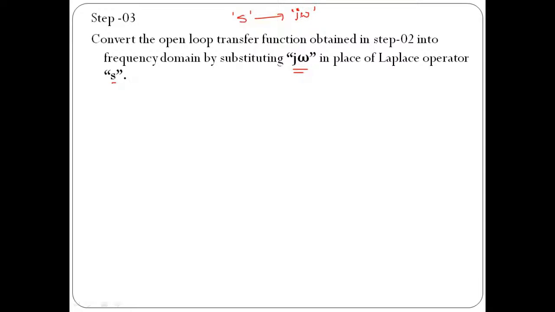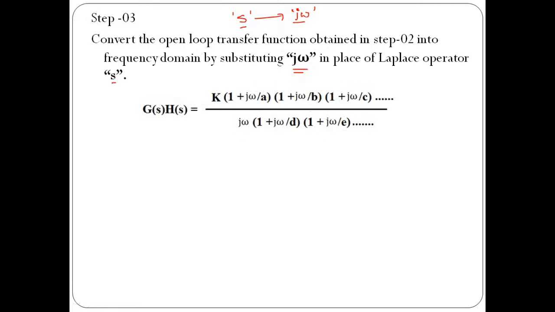Then step number 3. Step number 3 is a technique where we convert the frequencies which are represented in the Laplace operator, like s, into their corresponding j omega. All s we are going to replace by j omega. That's it. So this will be step number 3. Wherever we have s, replace that s by j omega. That's it.